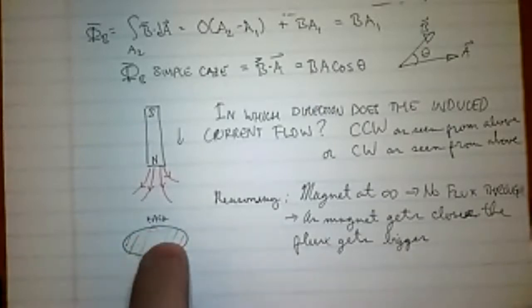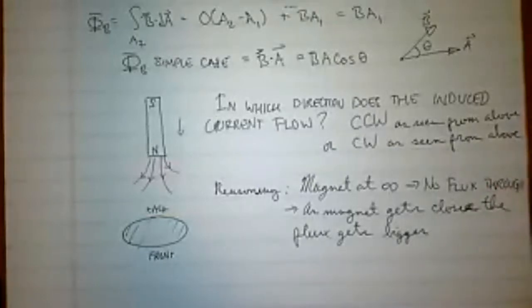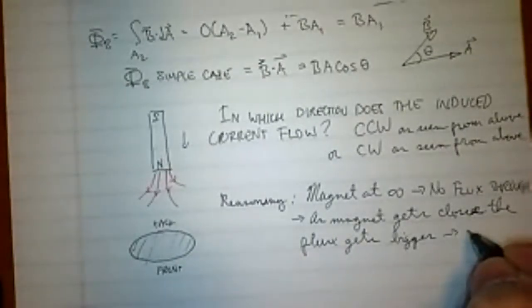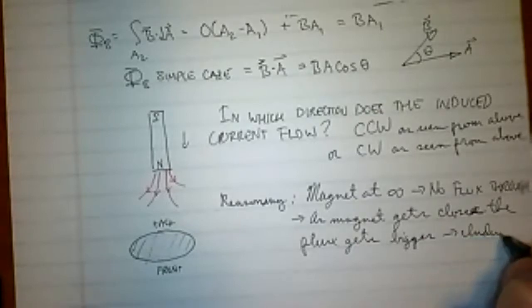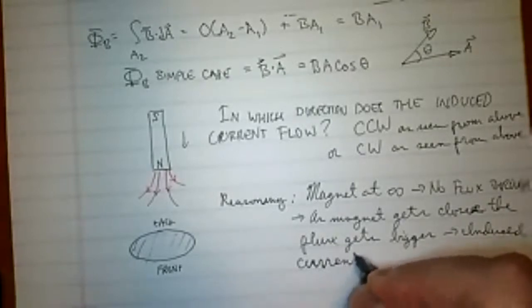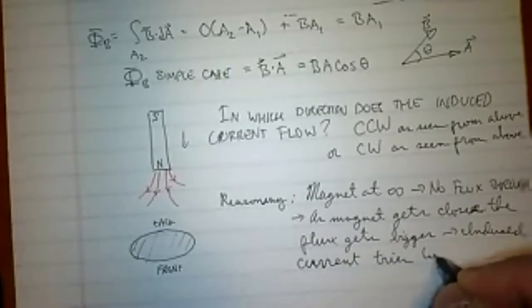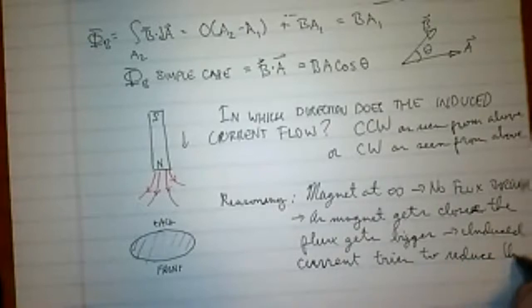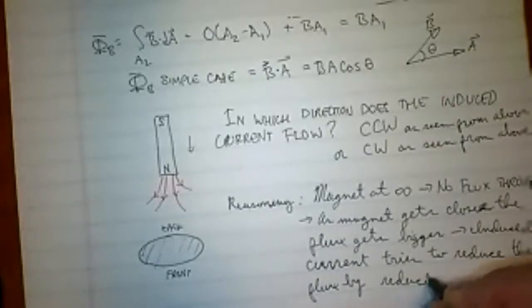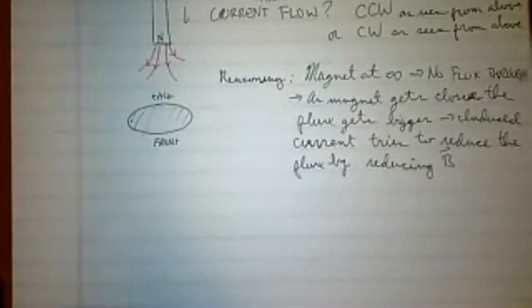So how would I create a magnetic field upward with this ring? Do I have to use a clockwise or a counterclockwise? Induced current tries to reduce the flux by reducing B. Okay, so as it gets closer and closer, the magnetic field is penetrating this way. It sees that as an increase in flux, so it tries to decrease the flux by creating a magnetic field that points that way.